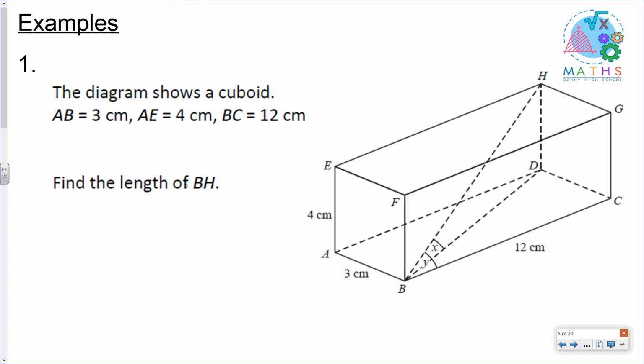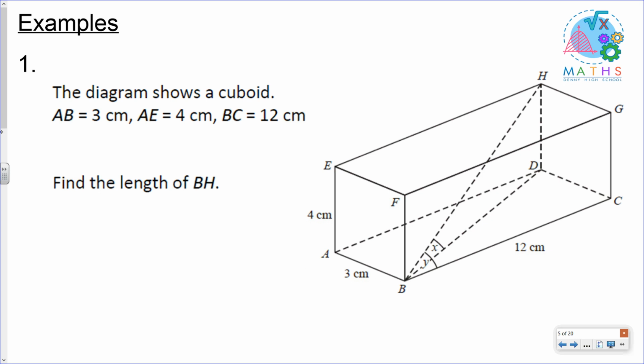Let's have a look at an example. So this cuboid is labelled very similarly to that last example, with the capital letters at the vertices. The diagram shows AB is 3 centimetres, A to E is 4, and B to C is 12. We have to find the length of B to H.